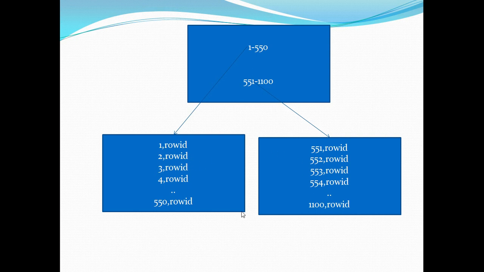So earlier I had 2 leaf blocks and 1 branch block and the height of the tree was 2. Now that I've inserted 2000 more rows, the number of leaf blocks has increased, but the height is still the same and the number of branch blocks is also the same. The height is 2 and the number of branch blocks is 1.